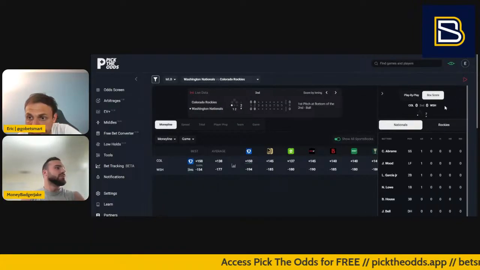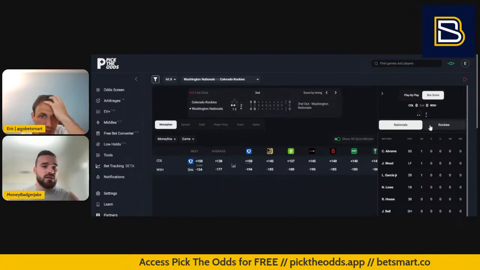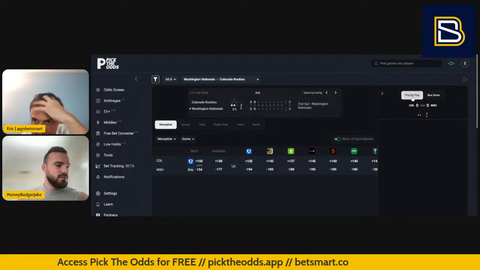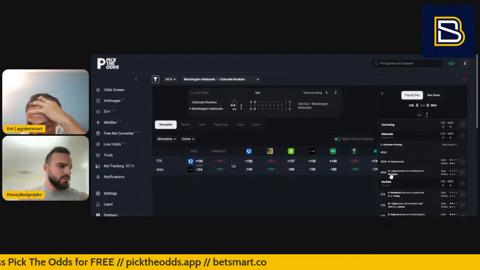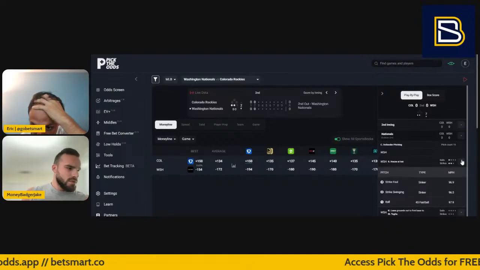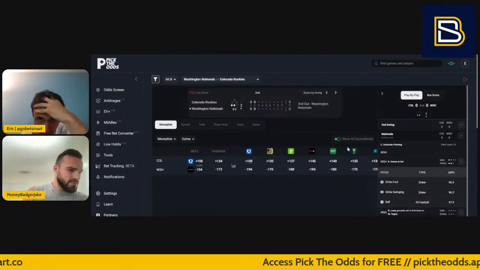Bottom second, 0-0 still, no hits. Not producing any offense just yet. Still play by play here. Nathaniel Lowe ground out. Brady House. Dollander's pitching. Okay.